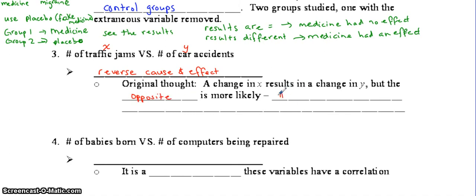So it's more likely that the number of car accidents should be the independent variable, or the X variable, and the number of traffic jams should be the dependent, or Y variable. So it's more likely that car accidents cause traffic jams. Now it's possible that traffic jams cause car accidents, but it's more likely that car accidents cause traffic jams.